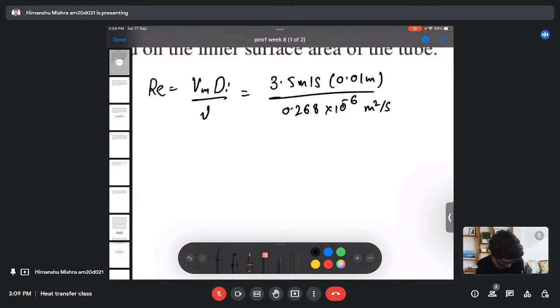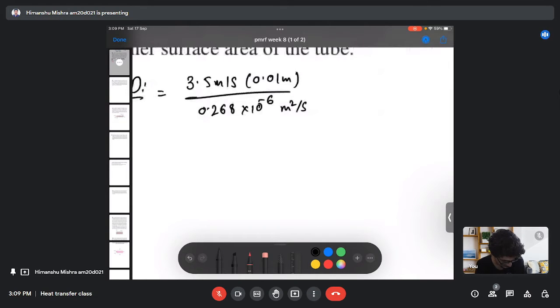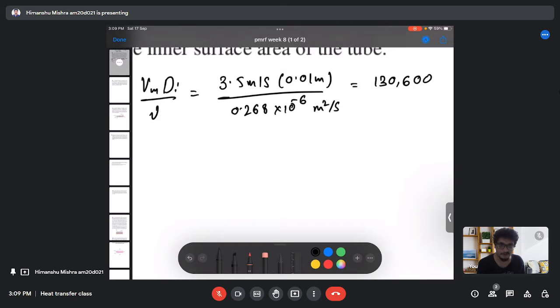On just calculating the Reynolds number, we will get a Reynolds number which is way larger than the critical Reynolds number. For pipe flow, we know that the critical Reynolds number is around 2400. So it is much larger than the critical Reynolds number, which means the flow is turbulent. So the nature of the flow is turbulent, and now we have to use the Nusselt number correlation corresponding to turbulent flows.